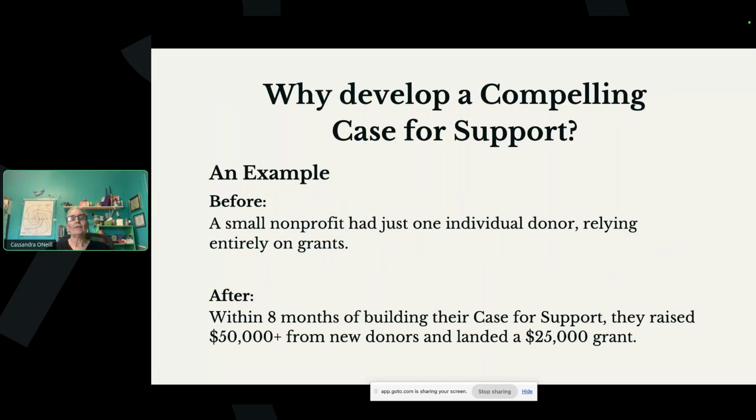Okay, so one more encouragement of why this is worth putting the effort in. This is a true story. This is actually last year. So, as we all know, last year was a difficult fundraising one. And a small nonprofit who had previously only had one individual donor and was relying almost entirely on grants developed a case for support, the sections I just had up there with the tools that you're all going to get. And within 8 months of this, they had raised over $50,000 from new donors and landed a $25,000 grant. So this does lead you to money, or it can lead you to money.